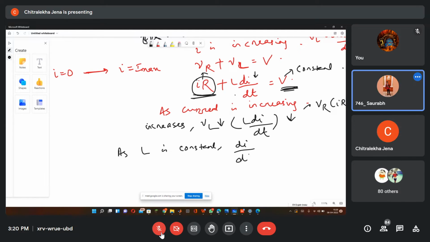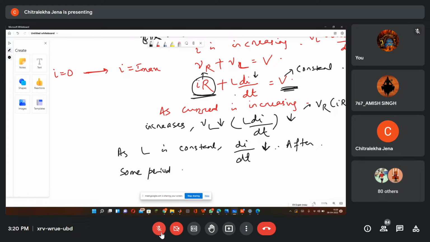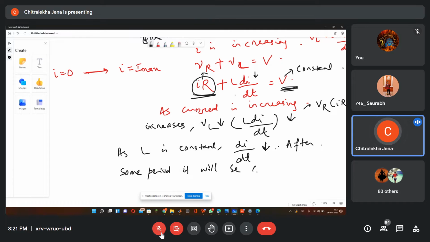di by dt is decreasing. Very good. It is decreasing, and after some period it will decrease and become what? Constant, or will it be zero? It is decreasing, ma'am, so it will be zero. Yes, zero.